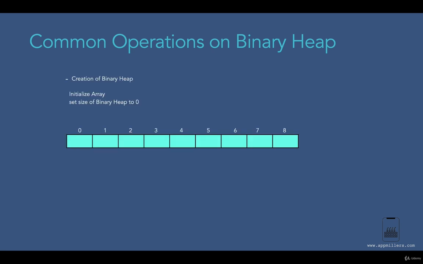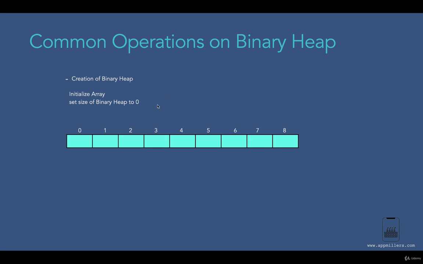The first operation is creation of binary heap. When we create a binary heap, we initialize the array based on the size that we get from the user, and we set the size of binary heap to 0, because in our binary heap we don't have any elements yet. We need to take into account that whenever we receive a number from a user for the fixed size of the array, we add +1, because we are always skipping the first index.